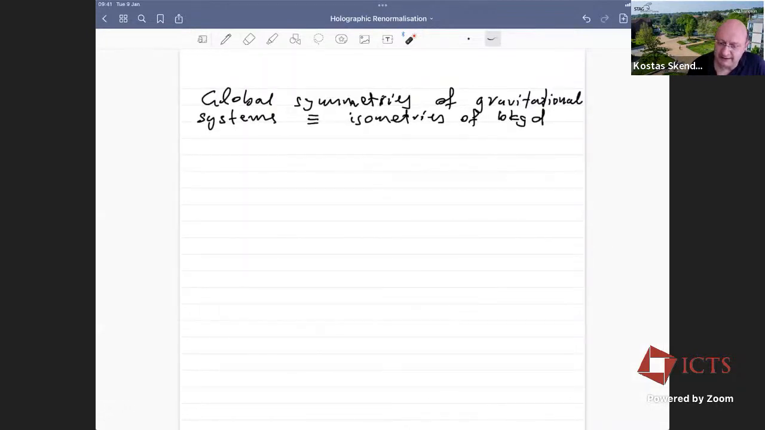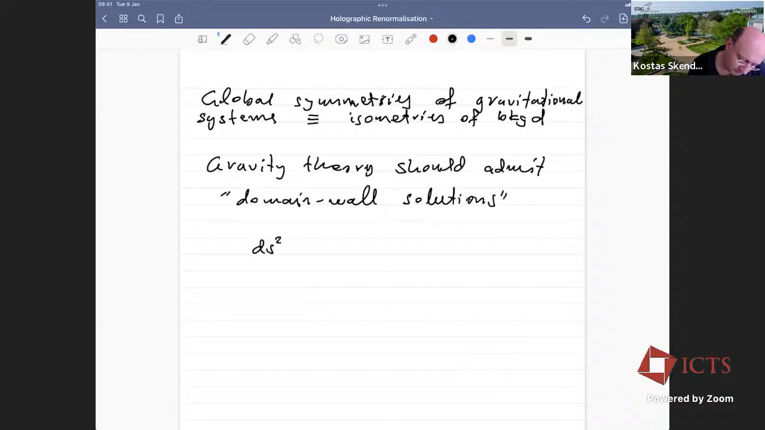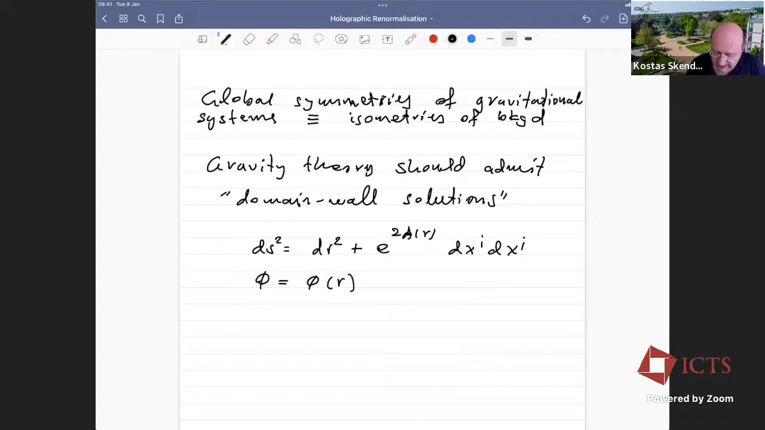Now, if you have dynamical gravity, this has to have a special property. So I should admit, the gravity theory we're considering should admit the so-called domain wall solutions, which take the following form. So that theory for a generic phi and A has the isometries, so it realizes Poincaré transformations.